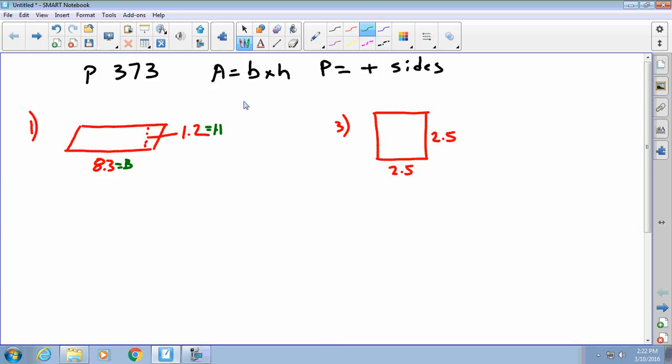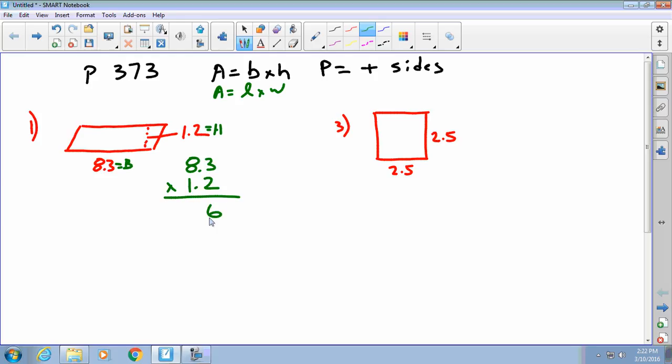Now, before 6th grade, you probably learned area to be length times width. And now, in 6th grade, we have actually switched length times width to just base times height. So for the parallelogram that we have for number 1 on page 373, you just simply take 8.3 times 1.2.